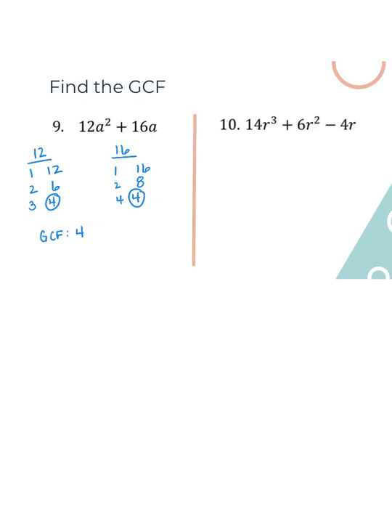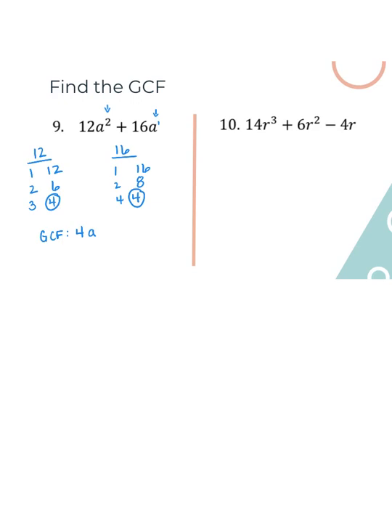Or if you remember it back, step 2 was finding the smallest exponent. So I have a to the second and a to the first. Okay, so the smallest exponent would be a to the first. So my greatest common factor is going to be 4a. And you can put that first on there if you want, but you don't have to.